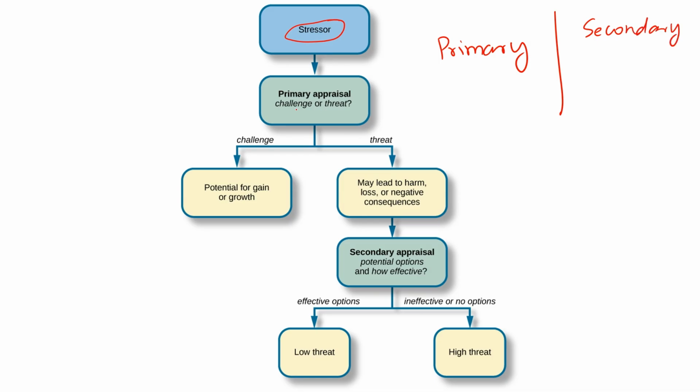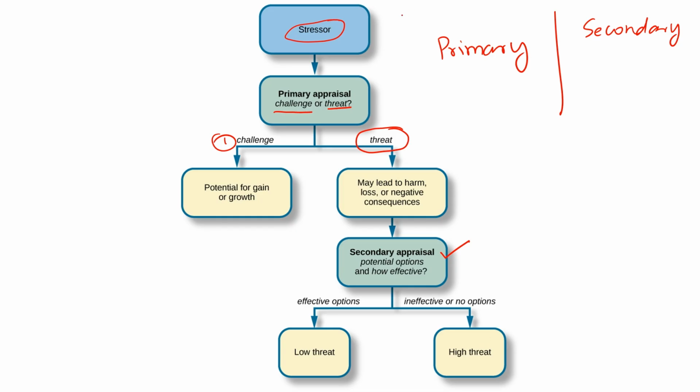So primary appraisal is when we try to decide whether the stressor is a challenge or a threat for us. If it is a challenge, then it is potential for gain or growth. But if we notice that no, it's not a challenge, it is a threat for us, which may lead to harm, loss, or negative consequences, that's when we do secondary appraisal, which is nothing but the potential options we have and how effective they can be. If it is an effective option, we have low threat. If it is an ineffective option or no options, we have high threat.